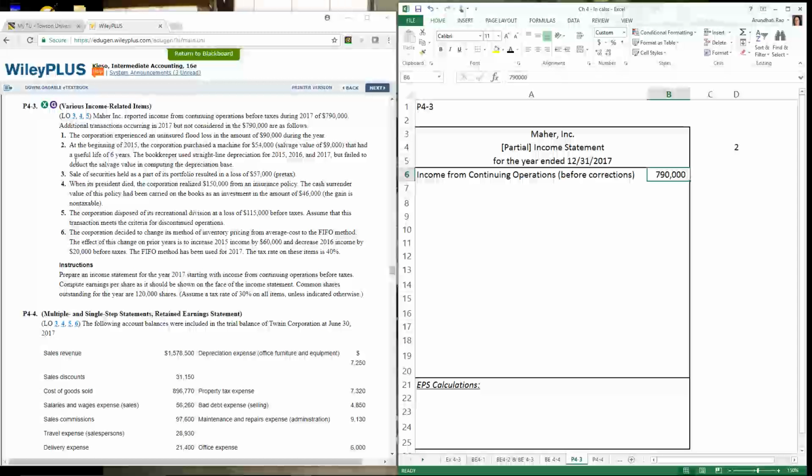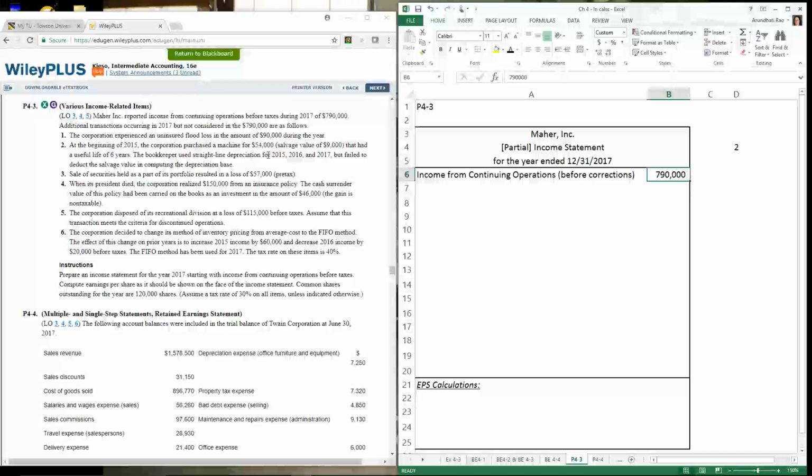In number two, they tell us at the beginning of 2015, the corporation purchased a machine for $54,000. Salvage value is assumed to be $9,000 and it has a useful life of 6 years. The bookkeeper used the straight line depreciation method for 2015, 16, and 17, but failed to deduct the salvage value in computing the depreciation base. So the formula should have been $54,000 minus $9,000 divided by 6 years.